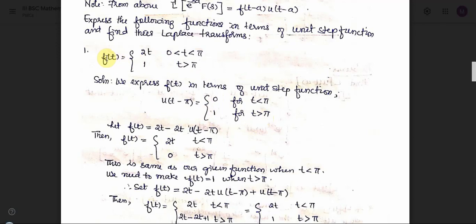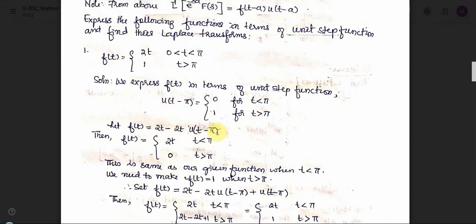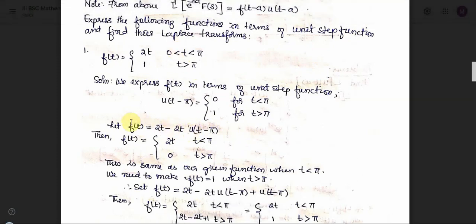So I will start with my f of t. I take the first part of f of t. I will write this f of t as 2t minus 2t into u of t minus pi. I want to bring in u of t minus pi. Therefore, I will start with the first half 2t minus the same thing into u of t minus pi. And I will check what is the value of this function. If this function and the given function are the same, then we have already expressed it in terms of unit step function. Or else I have to do a few more iterations to match the given function.